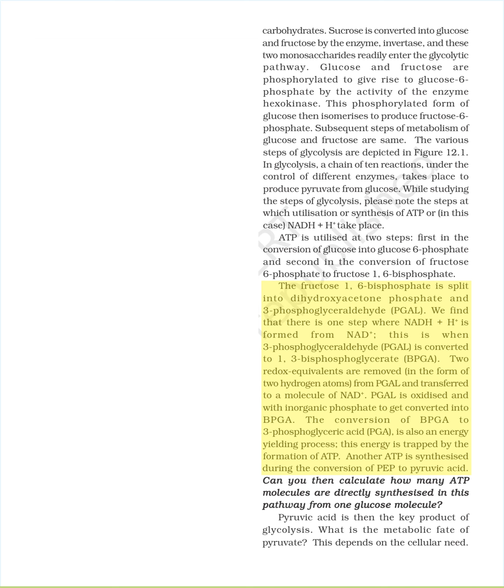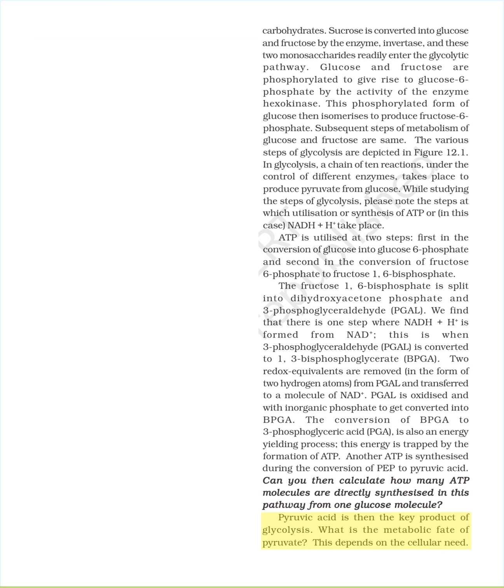This is when 3-phosphoglyceraldehyde, PGAL, is converted to 1,3-bisphosphoglycerate, BPGA. Two redox equivalents are removed, in the form of two hydrogen atoms, from PGAL and transferred to a molecule of NAD+. PGAL is oxidized with inorganic phosphate to get converted into BPGA. The conversion of BPGA to 3-phosphoglyceric acid, PGA, is also an energy-yielding process. This energy is trapped by the formation of ATP. Another ATP is synthesized during the conversion of PEP to pyruvic acid. Can you then calculate how many ATP molecules are directly synthesized in this pathway from one glucose molecule?